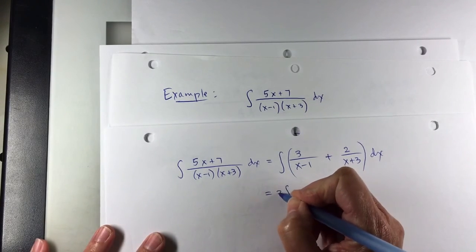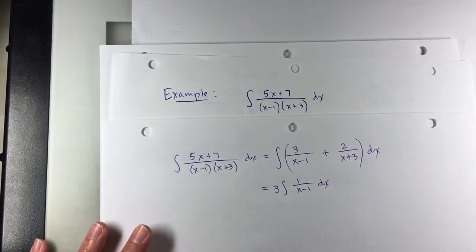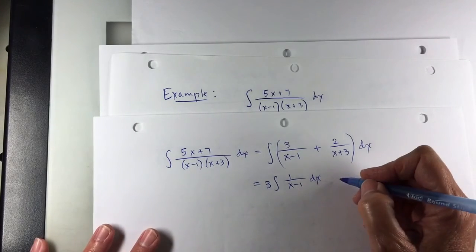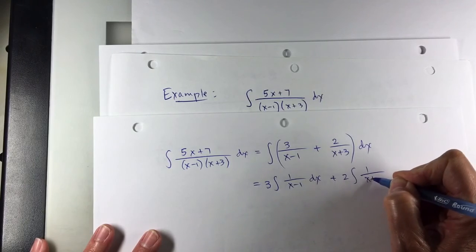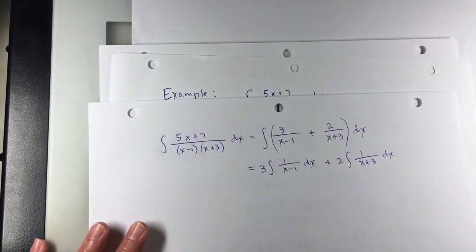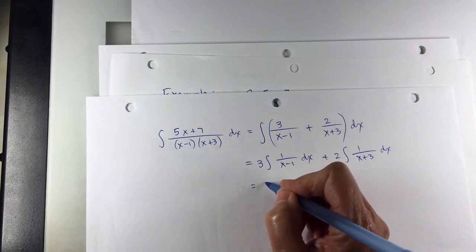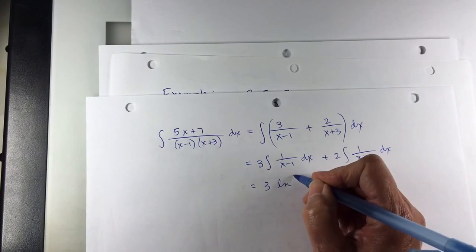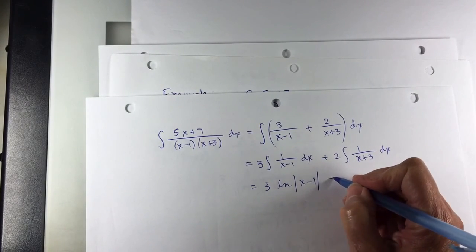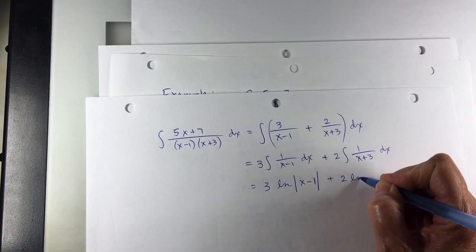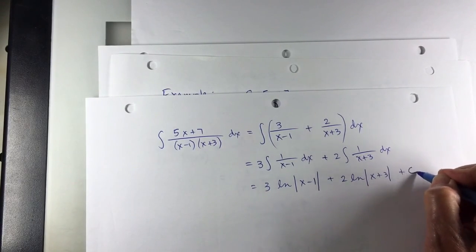This is two separate integrals. I'm going to factor the 3 out. So it's 3 times the integral of 1 over x minus 1 dx plus 2 times the integral of 1 over x plus 3 dx. And the antiderivative of 1 over x plus 1 is the natural log. You need the absolute value of x minus 1, plus 2 times the natural log of the absolute value of x plus 3, plus c.